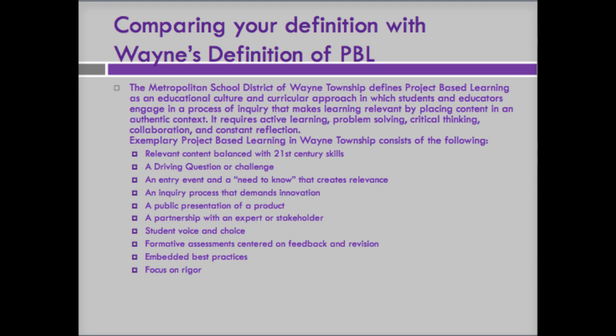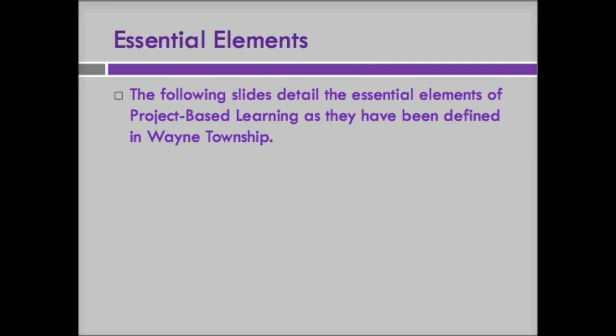We've also decided that project-based learning in Wayne Township consists of these following elements. Relevant content balanced with 21st century skills, a driving question or a challenge, an entry event or need to know that creates relevance, an inquiry process that demands innovation, a public presentation of a product, a partnership with an expert or a stakeholder, also known as an authentic audience, student voice and choice, formative assessment centered on feedback and revision, embedded best practices, those instructional strategies and practices we know work, and focus on rigor. We're going to go through those in more depth now. The following slides go through each of those elements.